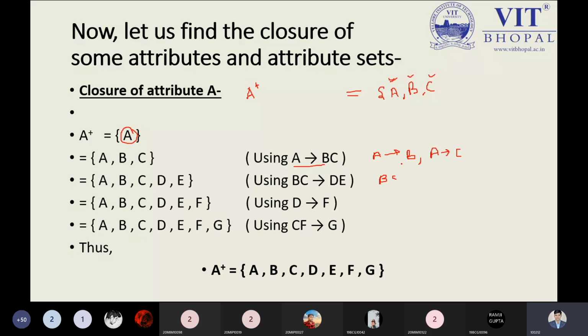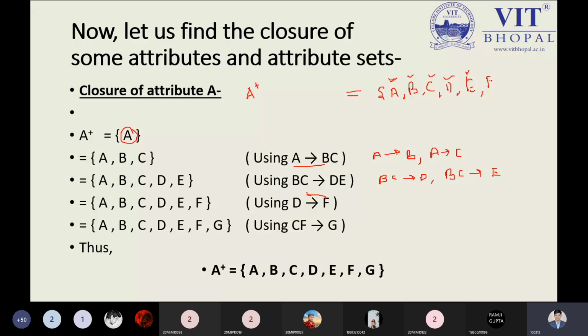So BC determines D, and BC is already part of our attribute set, so D can be included. And after this point we can say that on BC, the attribute E is also dependent. So definitely E will be part of our attribute set. Now after applying this point, D is already available inside our attribute set. So F depends on D, so definitely F will also be part of this one.